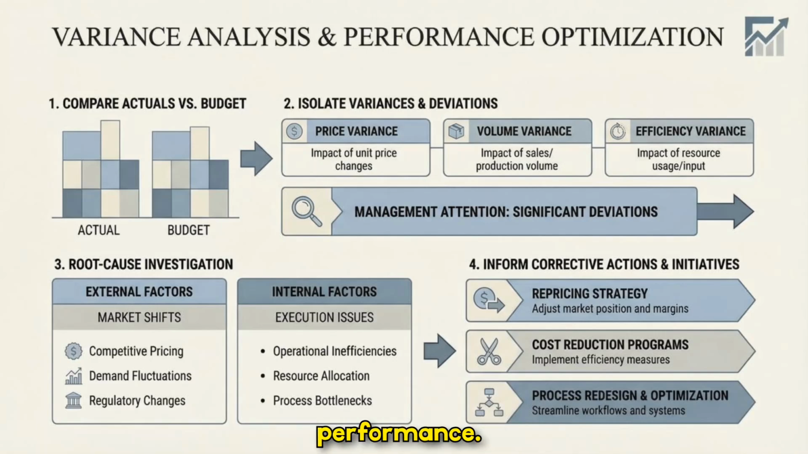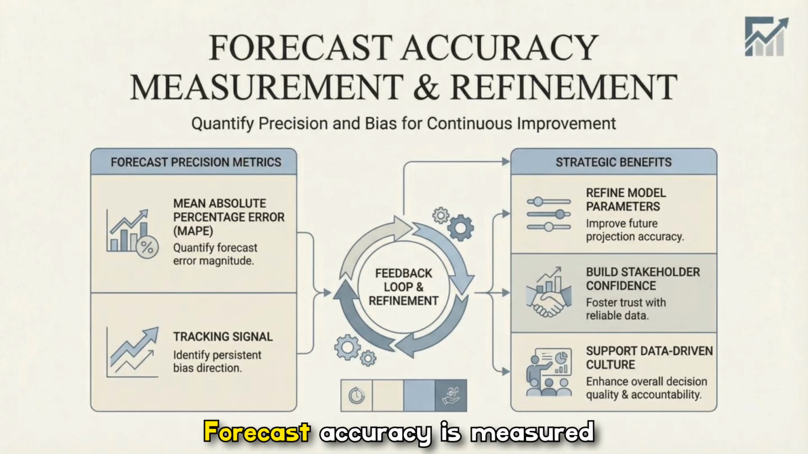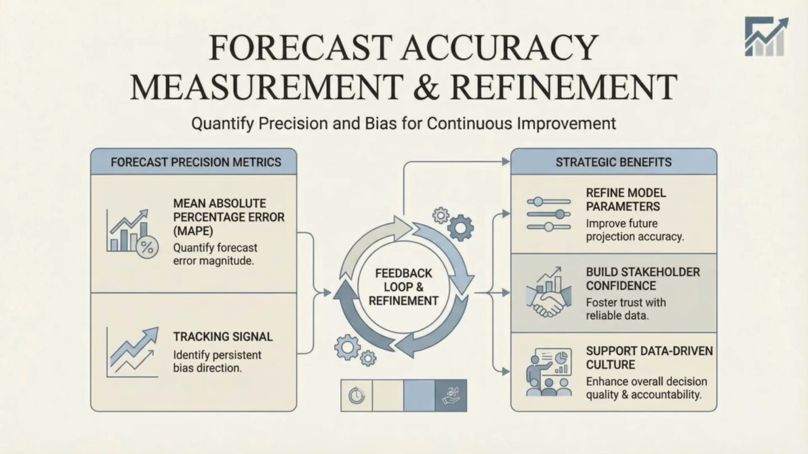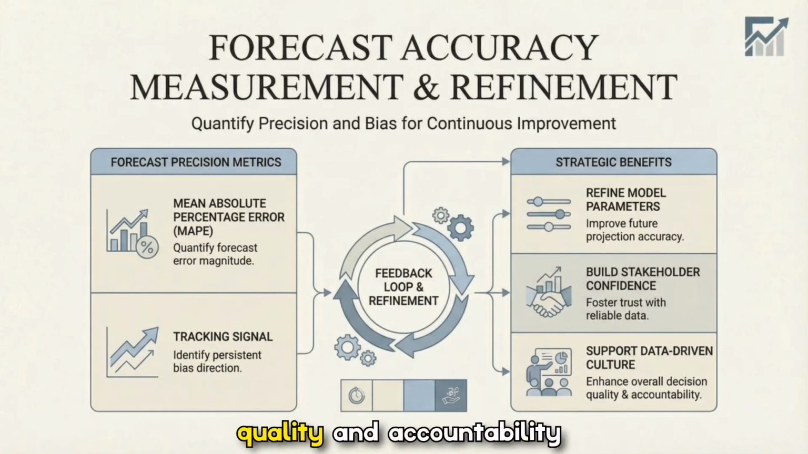improve operational performance. Forecast accuracy is measured and refined through metrics like mean absolute percentage error and tracking signals, feeding a continuous feedback loop. The slide highlights how routine model refinement builds stakeholder confidence, improves parameter estimates, and supports a data-driven culture, ultimately raising decision quality and accountability across planning and operational teams.